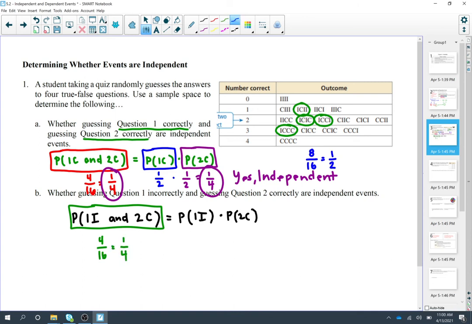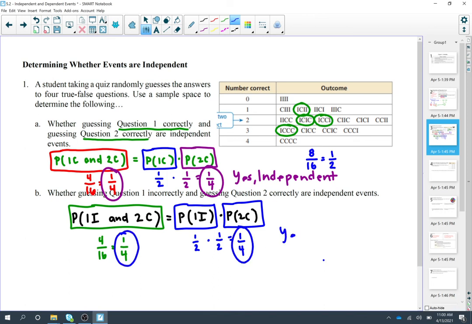Now I'm going to come over and look at these separately. The probability of guessing the first one wrong, well, you have a 1/2 chance of doing that because you can either get it right or you can get it wrong. The probability of guessing the second one correct, again, you have a 1/2 chance because you can either get it right or get it wrong. When you multiply, that's 1/4. This 1/4 is equal to that 1/4. So again, yes, these are independent events.